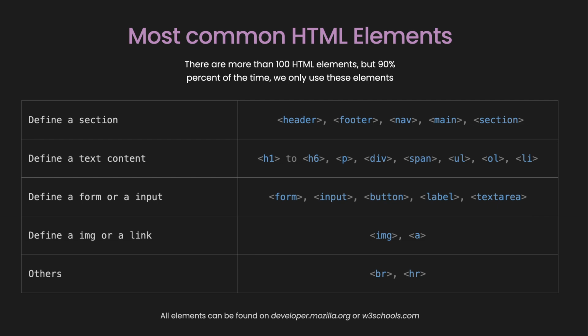The next group is about image and link. They are used to insert an image or create a hyperlink. And for the last group, these elements are used to add a break to the web page, and you can find all the elements on developer.mozilla.org or W3School. But for beginners, you only need to know these most common elements.